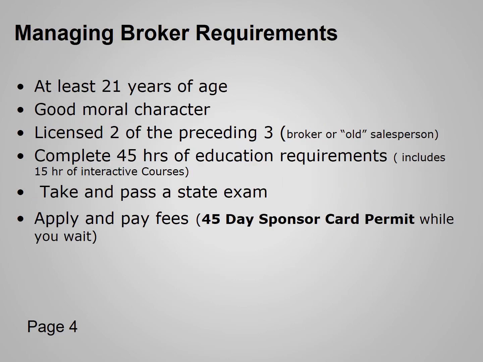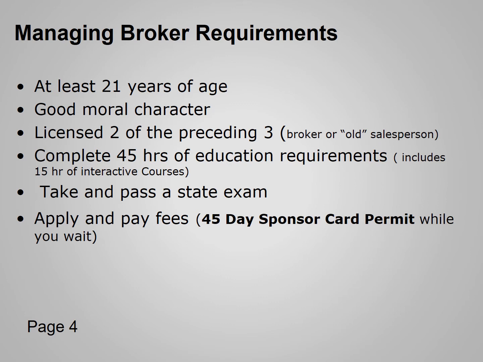This new managing broker license requires someone, now the managing broker of course is the same as a sponsoring broker when it's an individual, or the managing broker is the individual that is licensed to run the corporation that is licensed as a broker, or LLC. The individual must be 21 years of age, good moral character, licensed 2 of the preceding 3 years, either as a broker or an old salesperson's license, doesn't matter, but before you become a managing broker, you have to have had some experience in the real estate business.